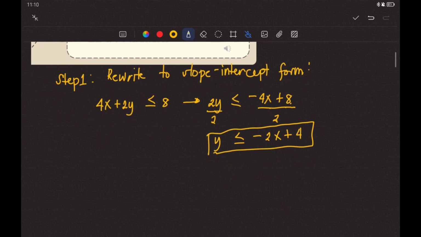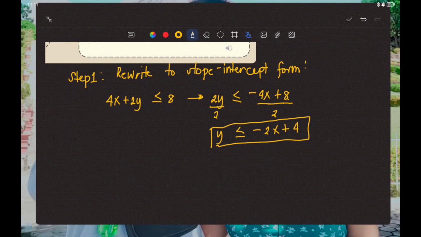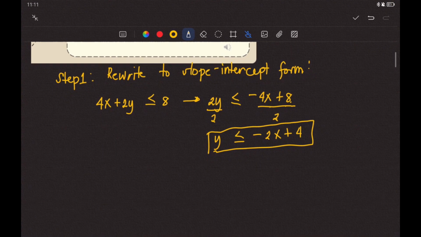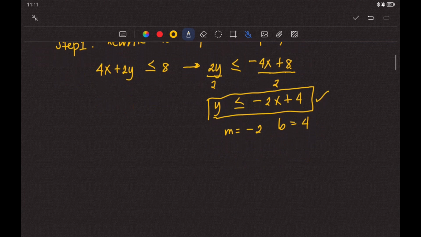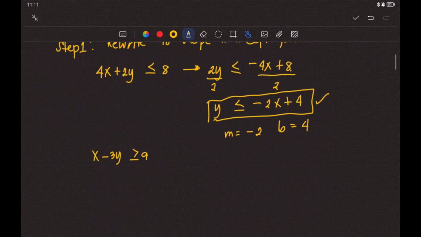The second one we have here, let's go back first to the first one. From this one, we are able to see that our slope is negative 2 and our y-intercept is 4. Now let's proceed to the second inequality. We have x minus 3y is greater than or equal to 9. And this will become negative 3y is greater than or equal to negative x plus 9. Now, as you can see, we have here negative 3.